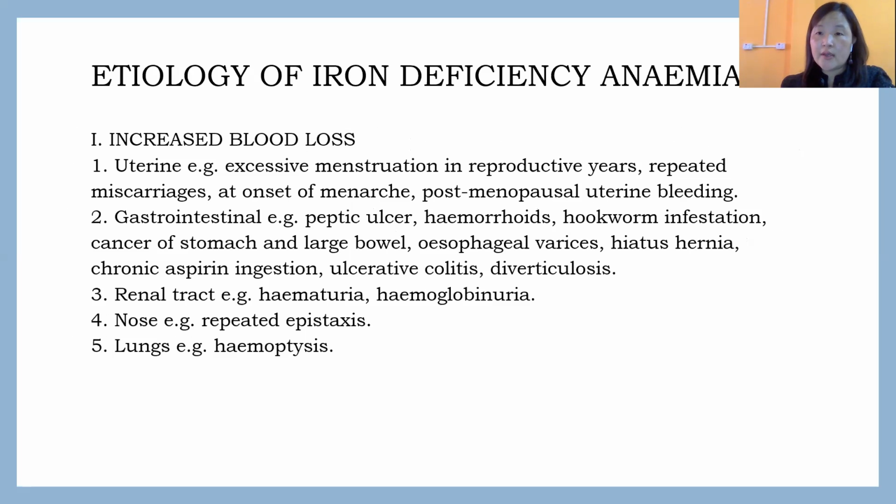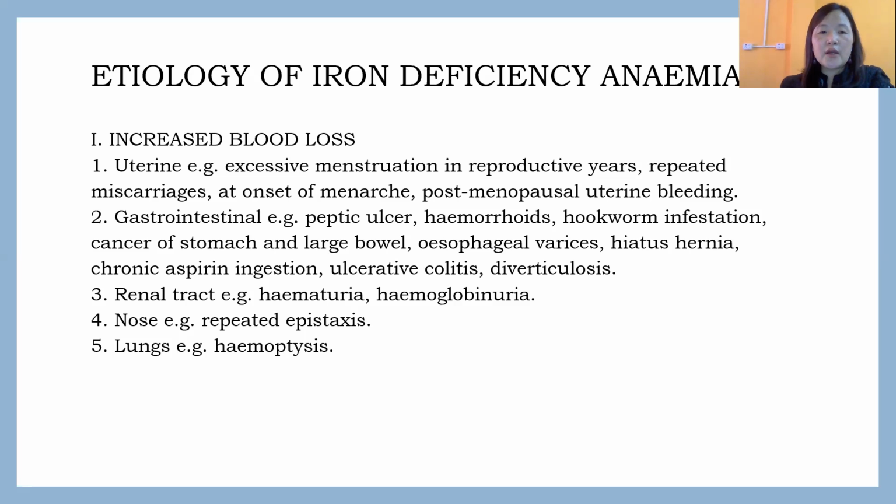As we have discussed already, iron deficiency anemia can be caused by increased blood loss. In what way can a person have increased blood loss? If we talk about the uterine system, for example, there may be excessive menstruation in the reproductive years, repeated miscarriage, or postmenopausal uterine bleeding. And if we talk about the GI tract, if somebody is suffering from hookworm infestation, cancer of the stomach, or peptic ulcer, that can lead to increased blood loss.